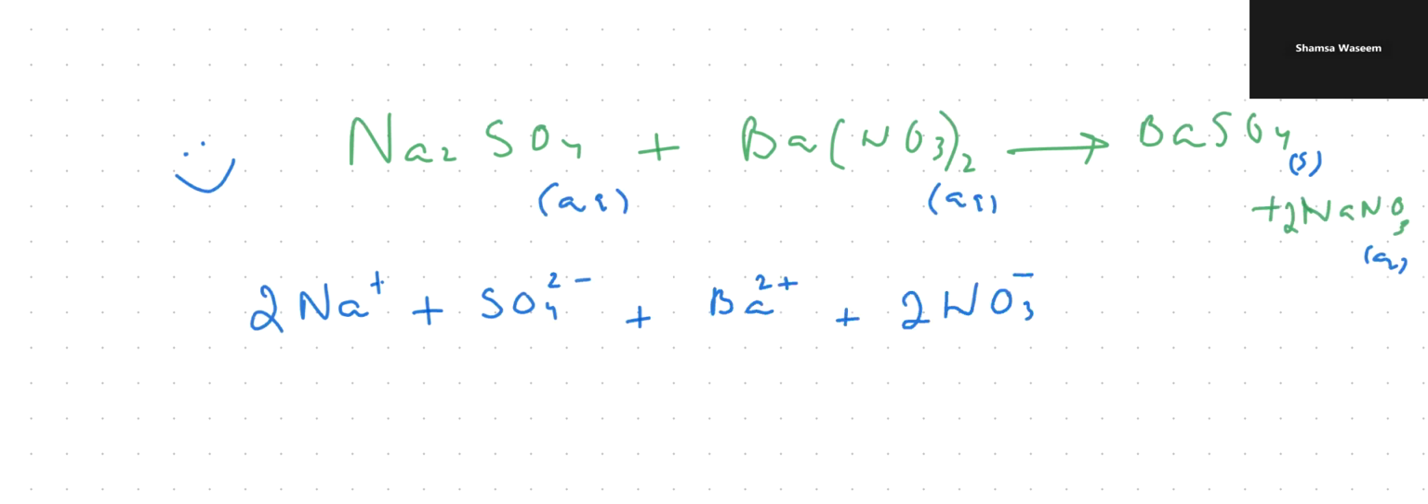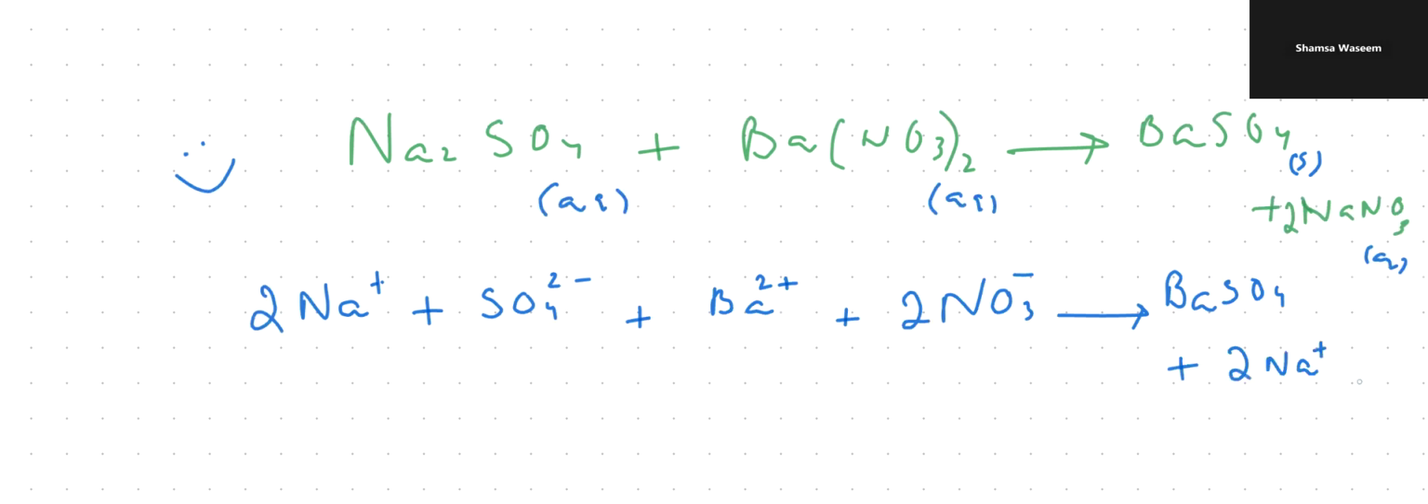Then, should I break barium sulfate into ions? As it is in solid state, I will just write this as it is. I will not break it up into ions. Then, that's going to be 2 moles of sodium nitrate. It's in aqueous state, so this is going to give us 2 sodium ions, and also 2 nitrate ions.